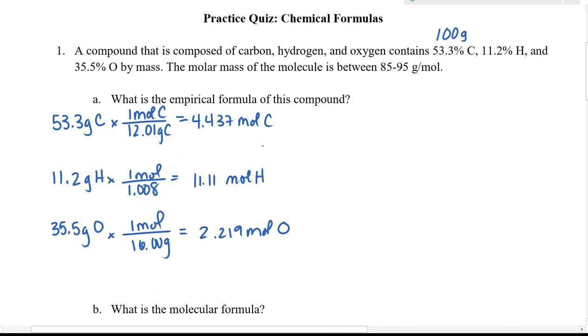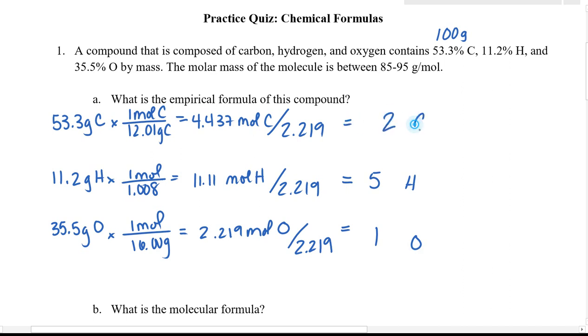Now I'm going to divide by small. So the smallest number is 2.219. I'm going to divide every one by that. And I end up with 1 oxygen for every 5 hydrogens and 2 carbons. My last step is multiply till whole. These are already whole numbers, so I don't have to do that step. So that last step is not always going to be required.